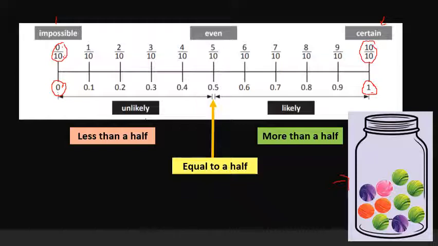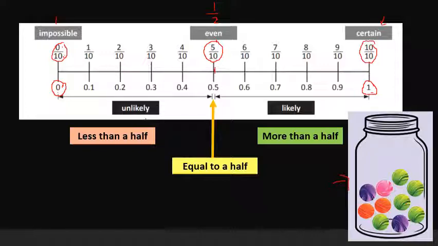An even chance, you have an even chance of drawing a green marble compared to another colored marble because there are 5 green marbles. So 5 green marbles out of 10 marbles altogether, it's 5/10. Or we also knew we could represent that as half. So it has an even chance. So an even chance is represented at 5/10 or 1/2. So it's halfway between 0 and 1.